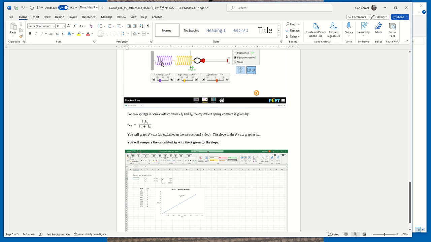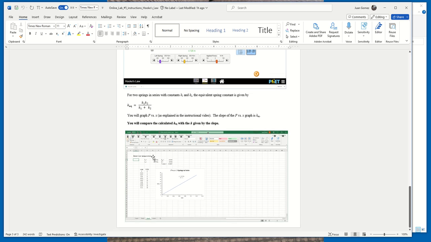First, you choose your K1 and your K2. Calculate K equivalent just by a formula analytically. You type the formula into Excel. Then get your data, graph it. We know it's going to be linear. The slope of that graph should be the same as the analytical value of your K equivalent. All right, let me save this video, and then I'll post another video running through the whole simulation.